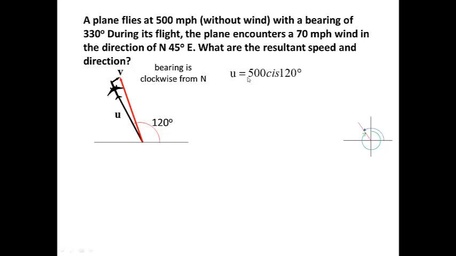So we have a 500 cis 120. That gives me the flight of the plane. And we're going to add this piece here, right? We have to add this vector over here, the wind. So the wind is actually 70 miles per hour, and cis 45, right? That's for 45 angle from the 0. Okay, 45 opening up this way from the 0, just like 45 going this way. The wind's blowing that way at 45 degrees.